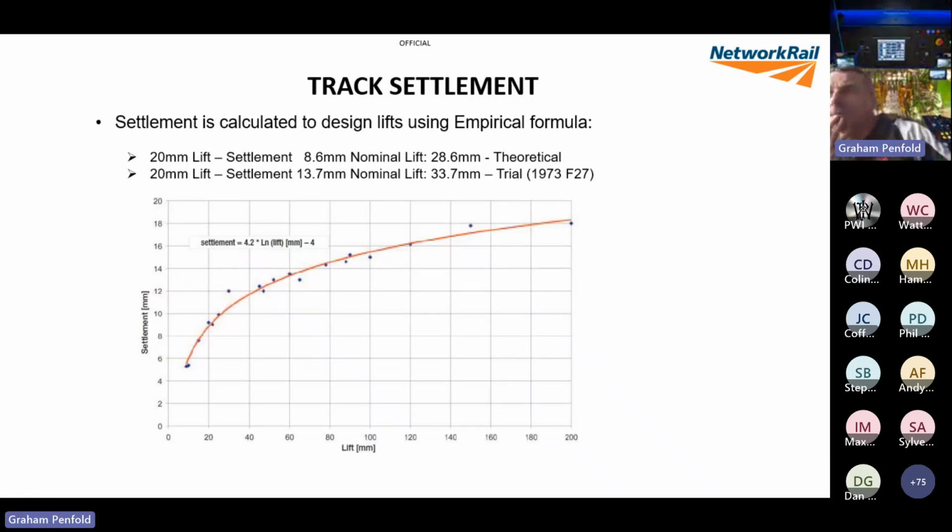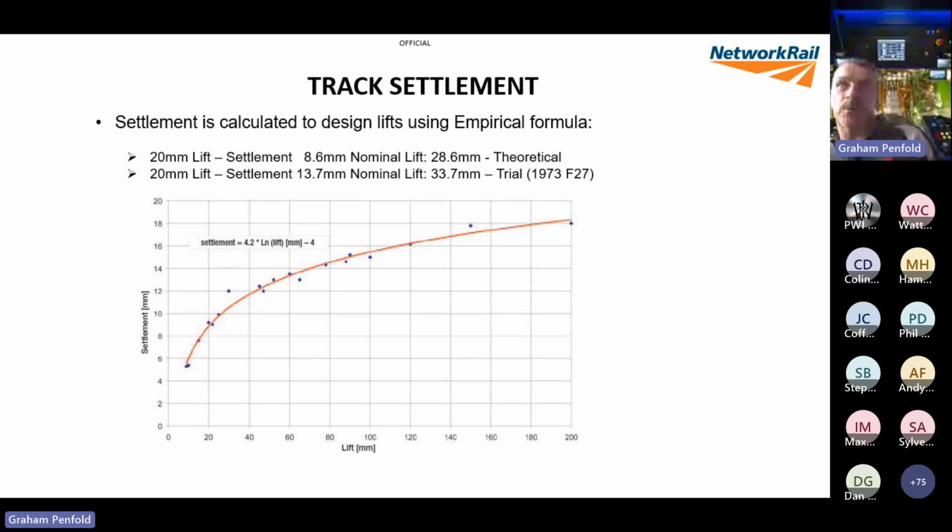Now here's another graph. This is an interesting graph because, you might notice, anything below 10 mil isn't even on the graph, because it's basically saying it's not worth lifting below 10 mil.